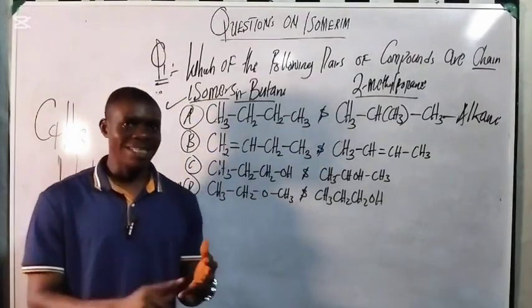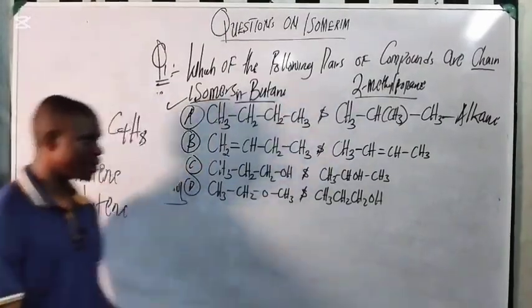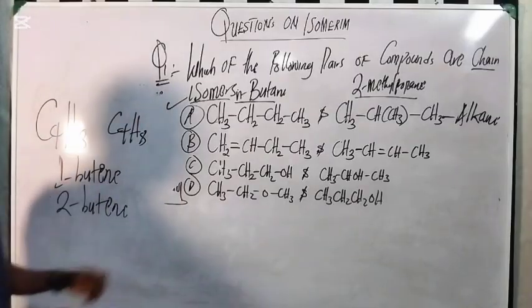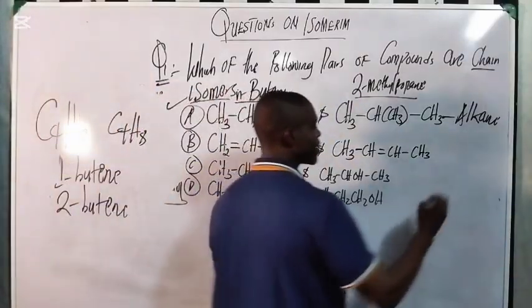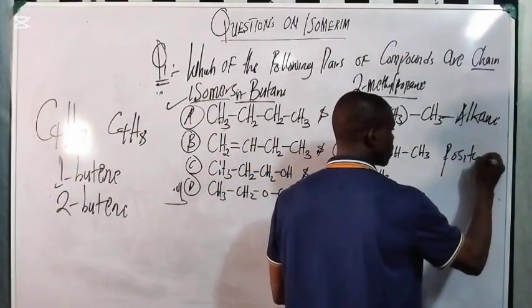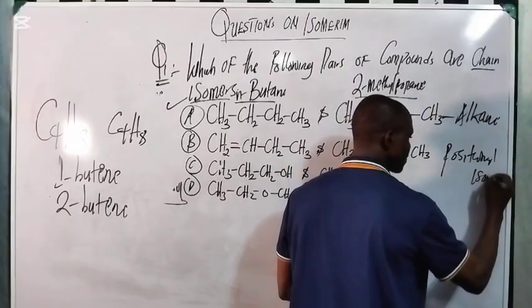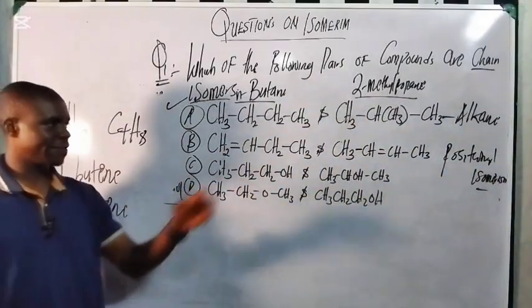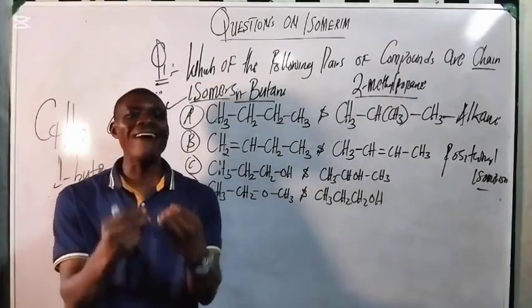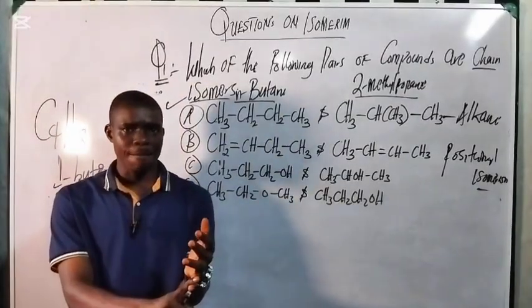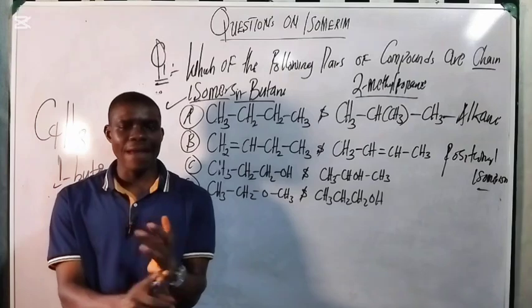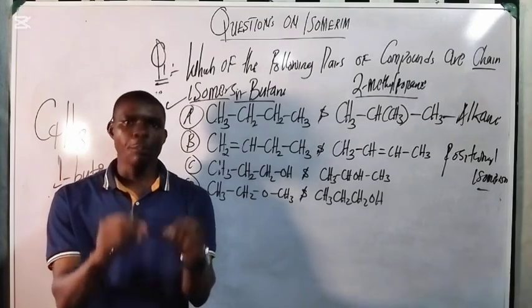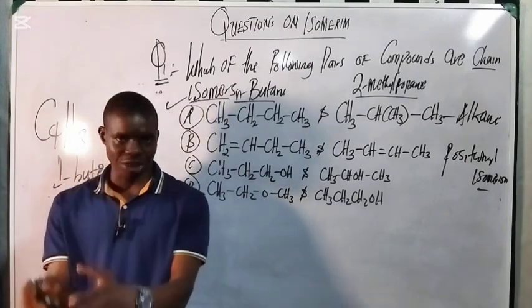Is it chain? Is it position or functional? Now the answer is called positional isomerism. Positional what? Isomerism. It's okay. Now what is positional isomerism? In positional isomerism, they have the same molecular formula. They have the same functional group, but differ in the position of the functional group.